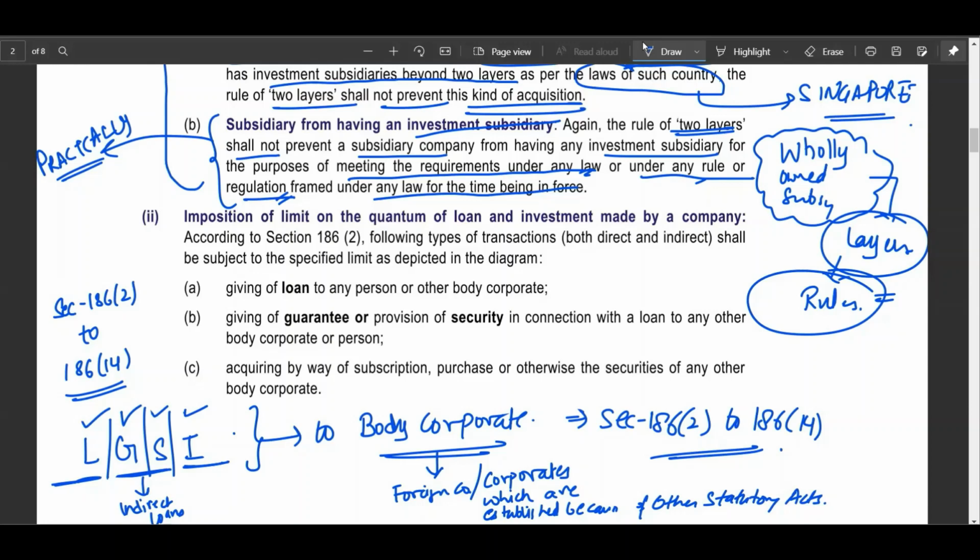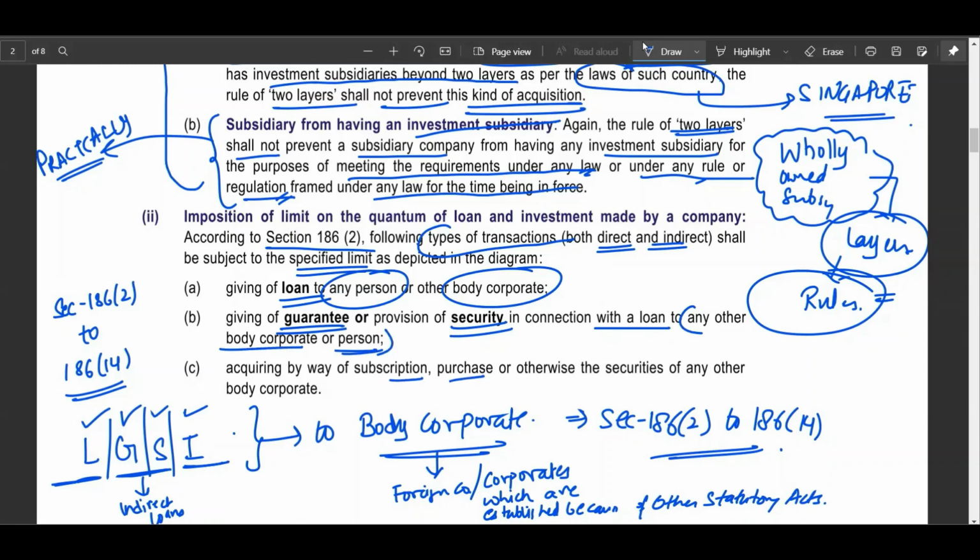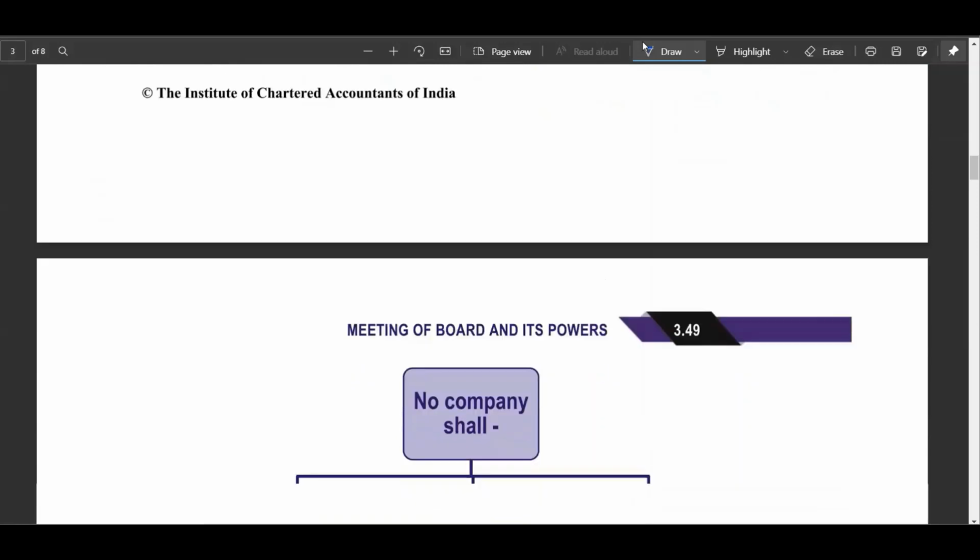All right, so according to section number 186 subsection 2, following types of transactions, both direct and indirect, shall be subject to specified limit as depicted in the diagram. Giving of loans to any person or other body corporate, giving of guarantee or providing of security in connection with the loan to any other body corporate or person, again, and acquiring by way of subscription, purchase, or otherwise, that is investment. Investing in the securities of any other body corporate. So again, loan, guarantees and securities and investments in body corporate and other person. Person includes any person but excluding the employees.